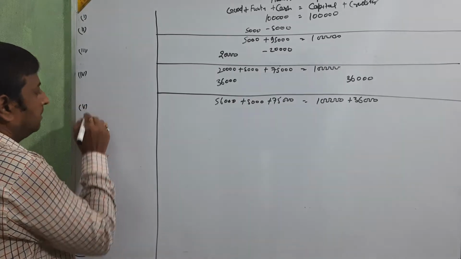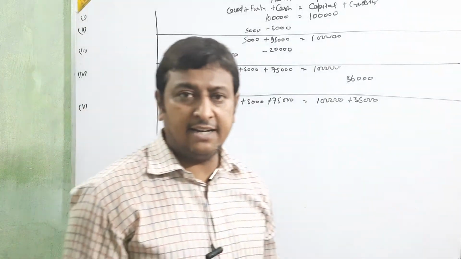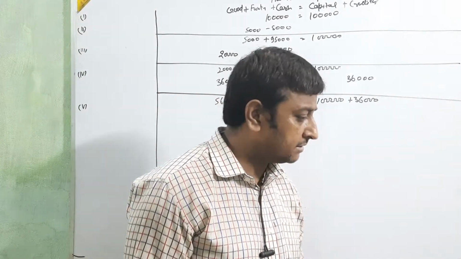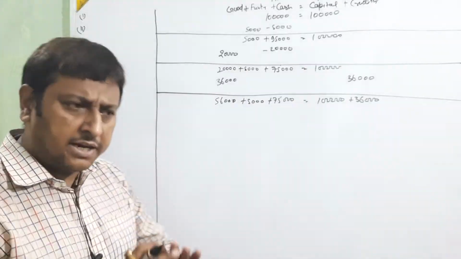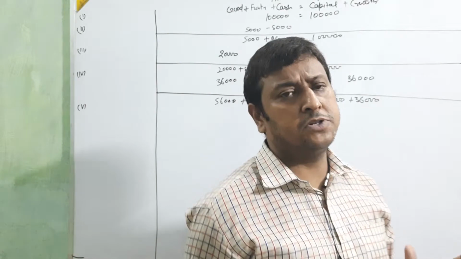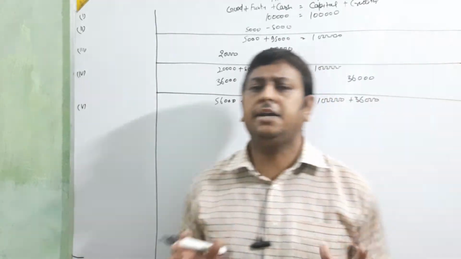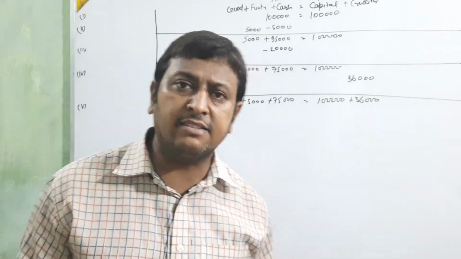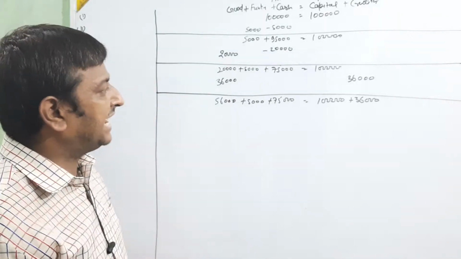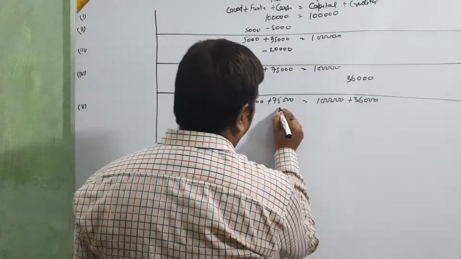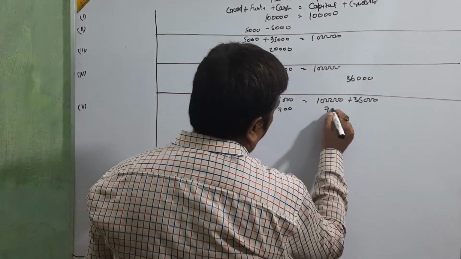Next, fifth: paid rent or commission 700. Paid rent 700. I told you very clearly in the last video that any type of expense given, we are going to reduce that expense from cash and capital. So 700 less from here and this side.